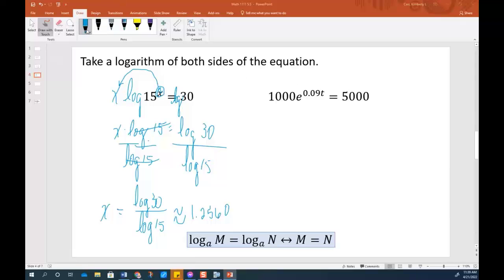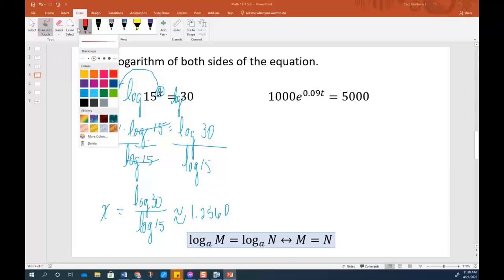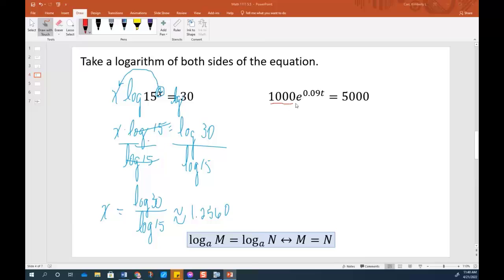On this next problem, I could immediately take a log of both sides. However, then I would have all of this stuff inside a single logarithm, and I would have to break this one up into 2 logarithms. And your better approach is, first of all, just isolate the exponential part. So what I'm going to do first is simply divide both sides of this by 1,000.